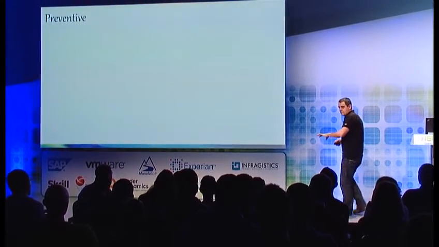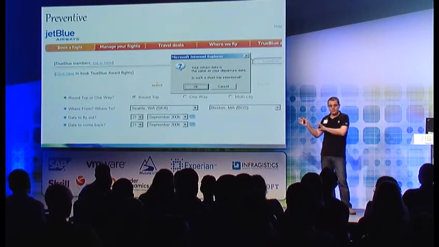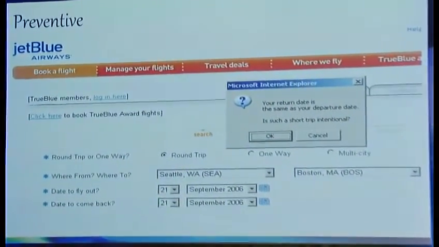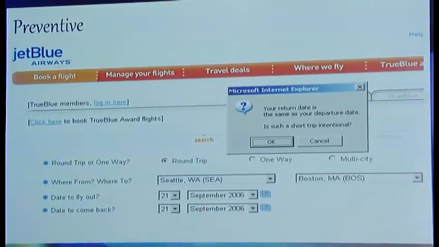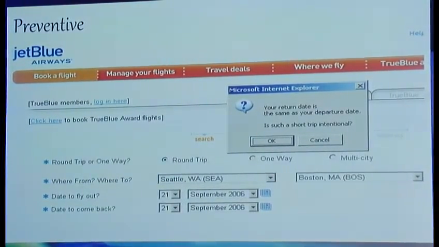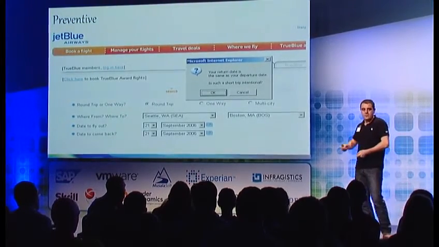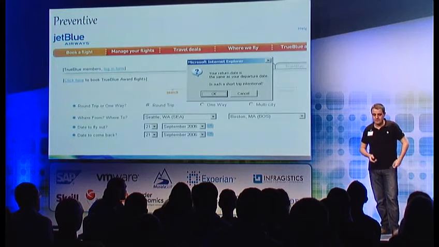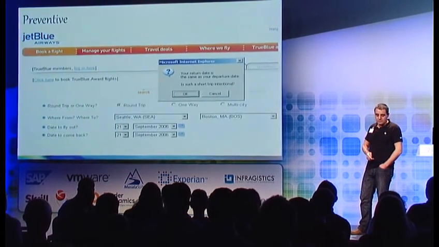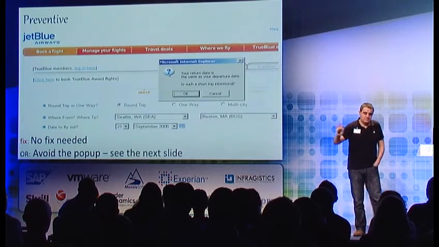There are also preventive messages, right? These were predictive, now these are preventive. They prevent you from making some error or mistake. So this is the JetBlue Airways website. I don't know how much you see, but I'm picking fly out and fly in on the same date. When you click find tickets, the site says, oh, your return date is the same as your departure date. Is this intentional? And that's good, right? You obviously made a mistake. You don't want to go from here to Washington and come back on the same day. It must be crazy. Or you must be in the military. So that's a good thing. Now, you don't fix that. The thing you might want to fix is to make this non-modal. Still, this is a good message.